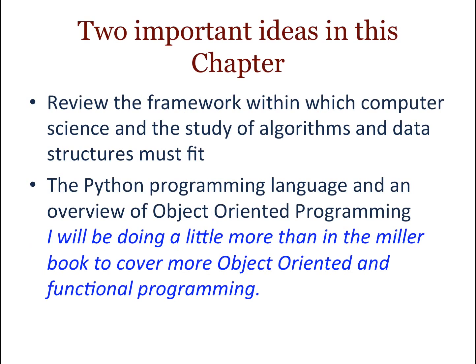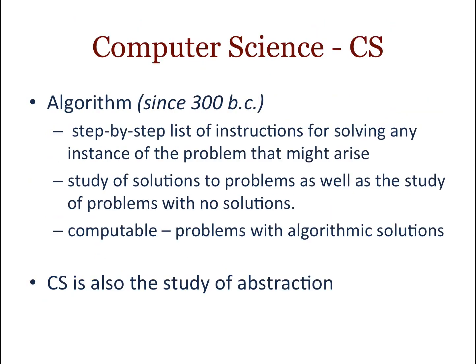So two important things in this chapter are a review of computer science and the study of algorithms, which we're doing in this slideshow, and how data structures fit into that. And then we're also going to spend a lot of time on learning the Python programming language. And we're not going to learn the whole language, but we are going to learn a bit more than what's in the book. We're going to give you some extra material on object-oriented programming and a little bit on functional programming.